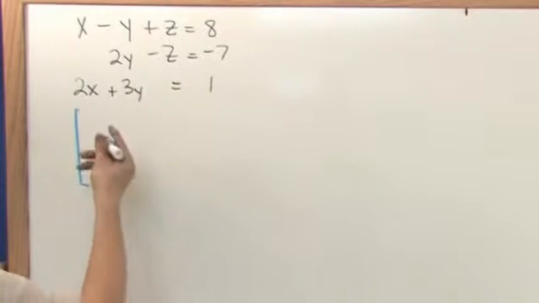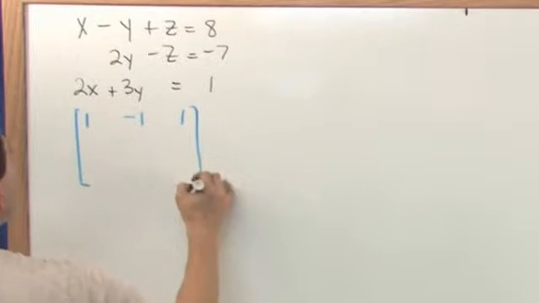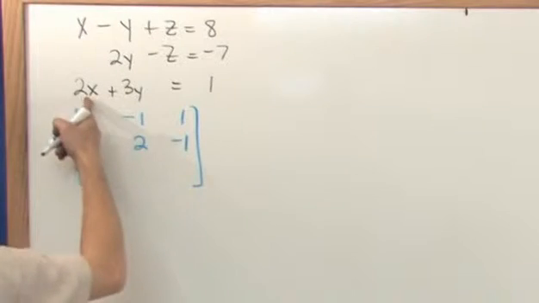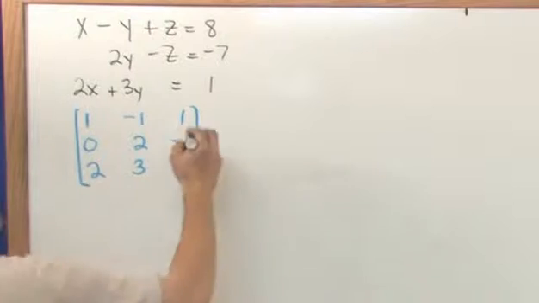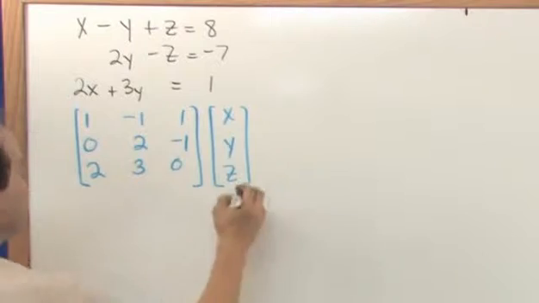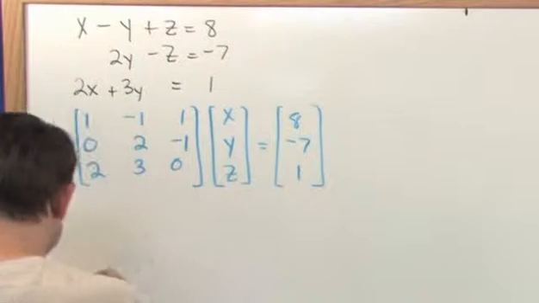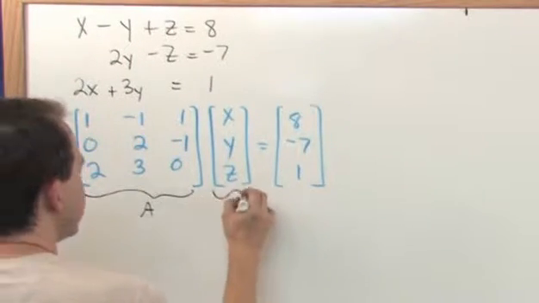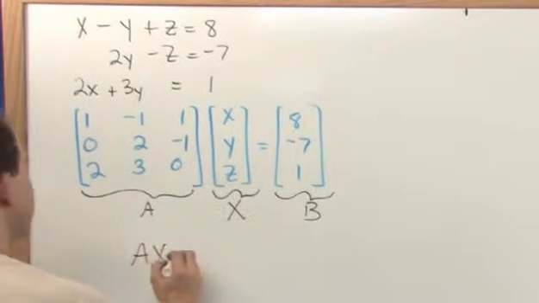So the way you would do that is you put your coefficients in here. 1, -1, 1. Over here, you don't have anything for x, so 0, 2, -1. Over here, x is 2, 3 is for y, and there's nothing for z, so that goes to be a 0. You're multiplying by the variables that you are trying to solve, x, y, and z, and on the right-hand side, you have that matrix B: 8, negative 7, and 1. Just to remind you, this matrix is A, this matrix is capital X, and this matrix is B. So you have A times X is equal to B.